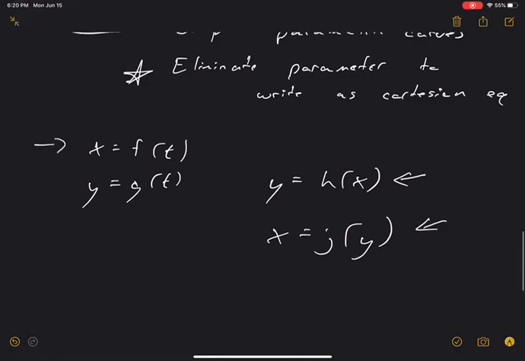So if you don't see your answer when you solve for t in this equation, okay, maybe try solving for t in this other one to see if your answer is there if you solve it that way. Okay.